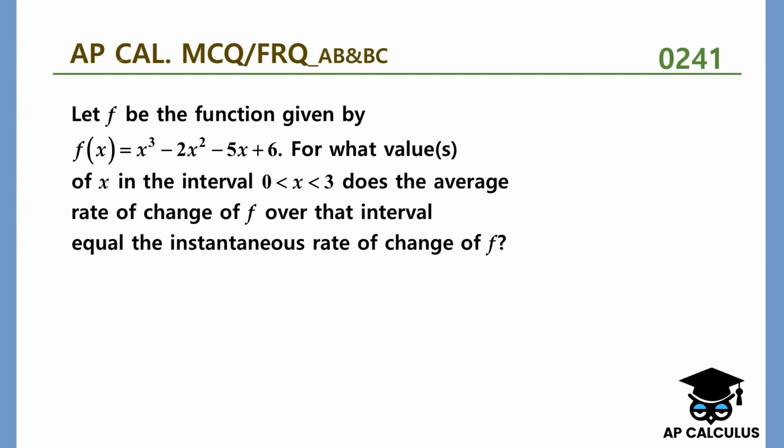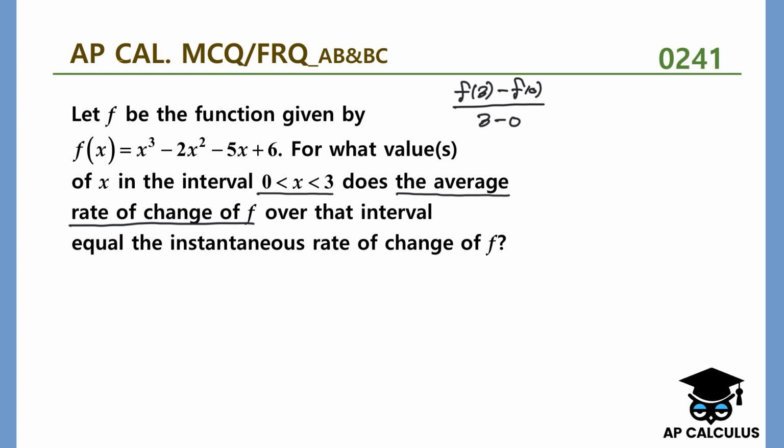Question 241. Let f be the function given by this. For what values of x in the interval from 0 to 3 does the average rate of change of f over that interval equal the instantaneous rate of change of f? The average rate of change of f on this interval is equal to f of 3 minus f of 0 over 3 minus 0, right? y2 minus y1 over x2 minus x1. That's the average rate of change on the interval from 0 to 3.